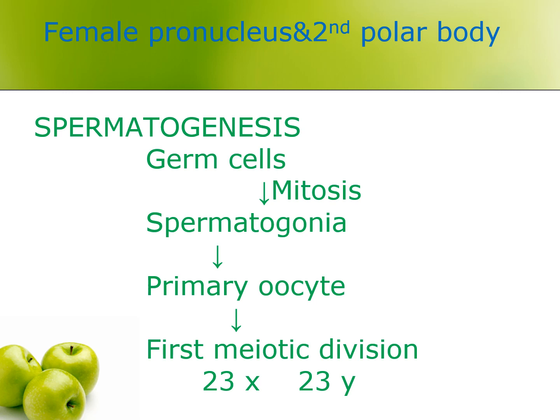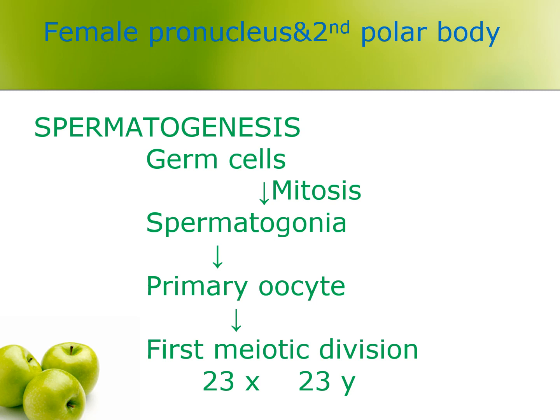So now let us see how the sperm is developed. The process of development of sperm is known as spermatogenesis. In the male gonads, germ cells also undergo mitosis, and after the mitotic division they form the spermatogonia. This spermatogonia matures again and forms the primary spermatocyte. This primary spermatocyte will undergo the first meiotic division and form two daughter cells, 23X and 23Y. One daughter cell will have 23X and the other daughter cell will have 23Y.